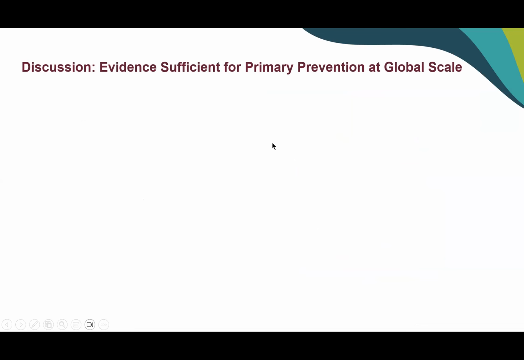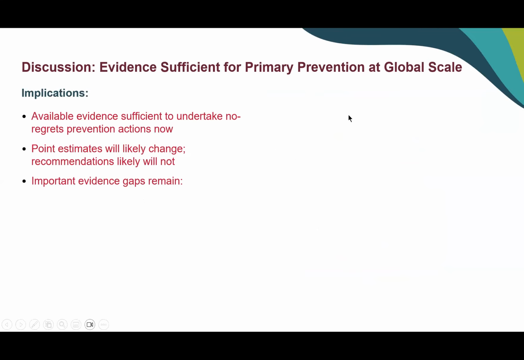The big takeaway, though, is that while there's a lot we'd like to do and a lot we'd like to learn, we don't necessarily need more evidence to take certain important primary prevention actions. We already are able to synthesize the available evidence, and it's reasonable to say that that evidence is sufficient to undertake no regrets prevention actions now.